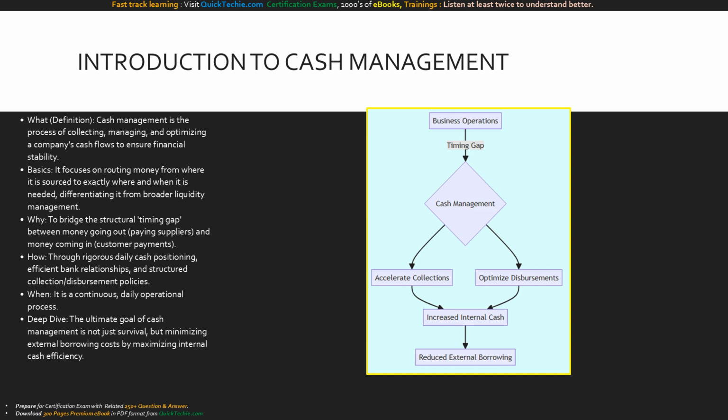How do we prevent this? By implementing rigorous daily cash positioning and structured collection policies. When you master daily cash management, you eliminate idle balances, drastically reducing your need to borrow expensive external debt.